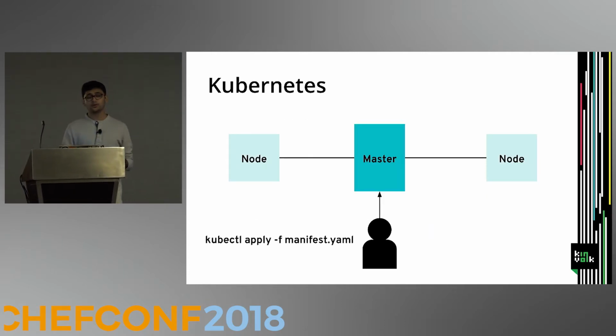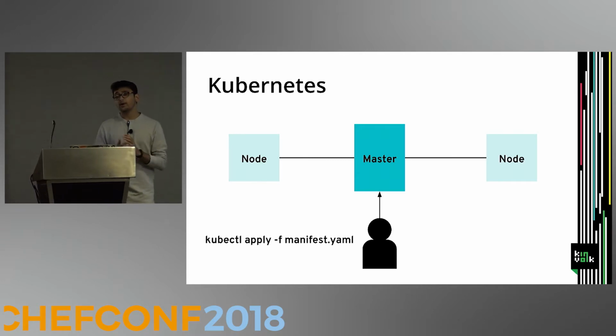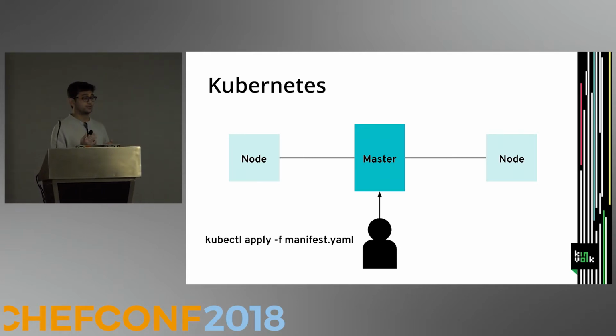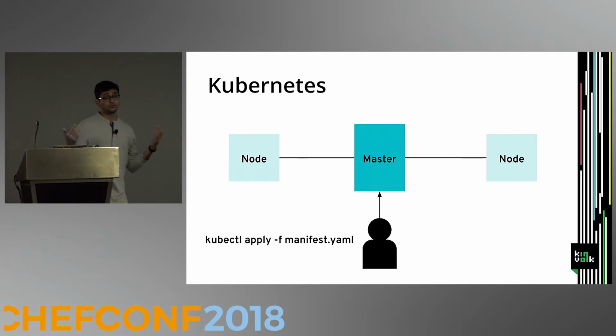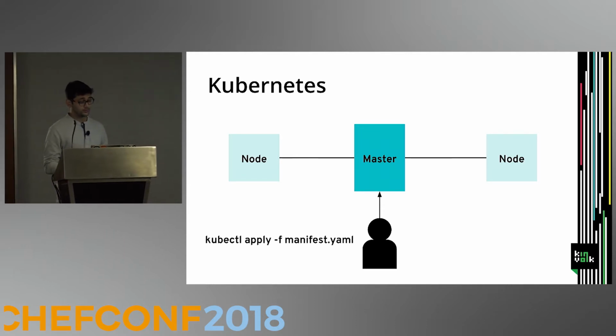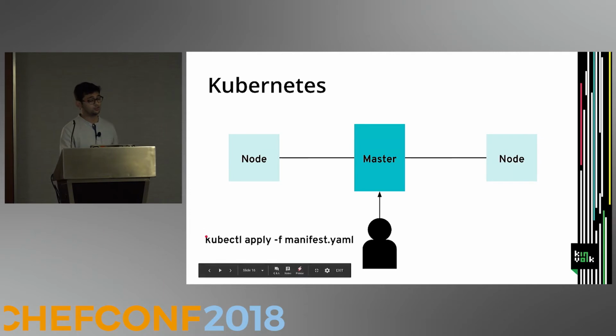A very minimal Kubernetes cluster might look something like this, where you have three nodes, and one of them is the master node, and the others are the worker nodes. The master node is your point of contact for you, all of us, who are the user. And to use Kubernetes and talk to the master node, we use this command line tool called kubectl, and we tell Kubernetes to apply the changes in a manifest.yaml file.